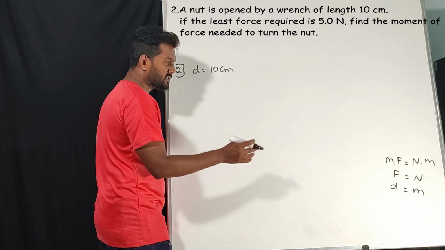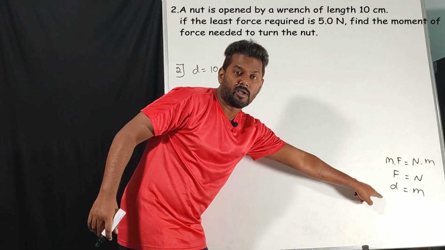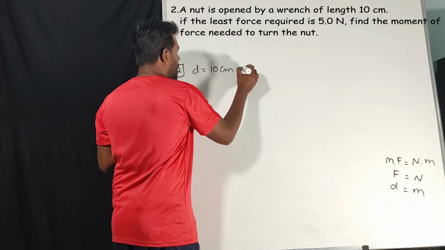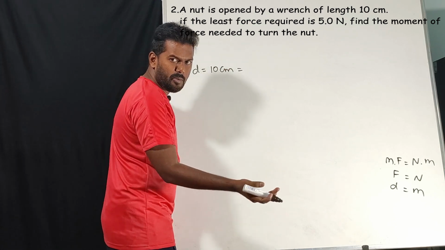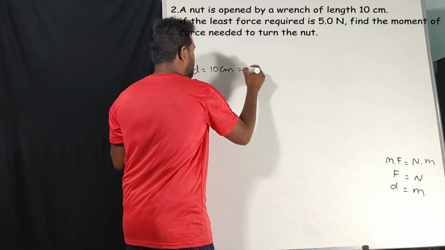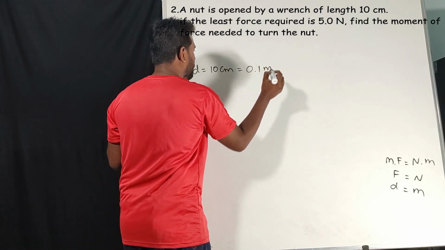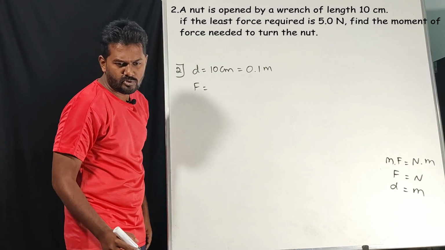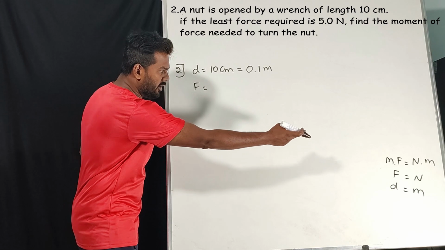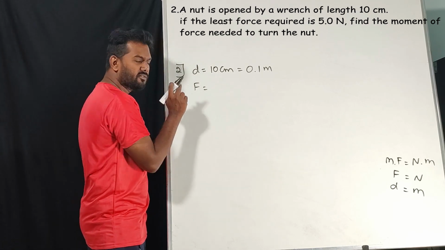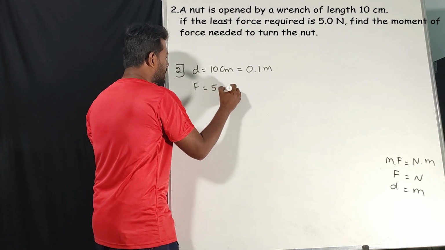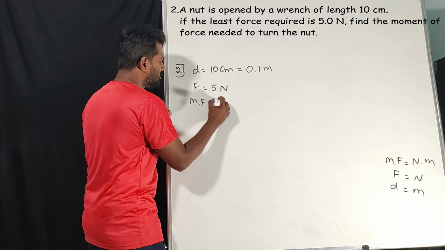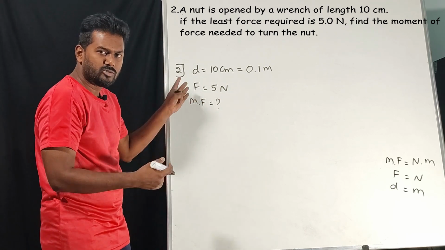You have to convert into SI unit. What is the SI unit of perpendicular distance? Meter. So centimeter to meter, divide by 100. That becomes 0.1 meter. That's it. Next, force is given. What is the force given? It is 5 Newton. Newton is a unit of force. Then force is given, that is 5. We have to find moment of force. See, if you write the given data, how simple it is.